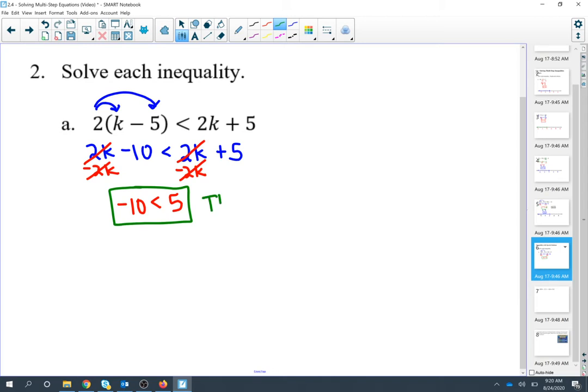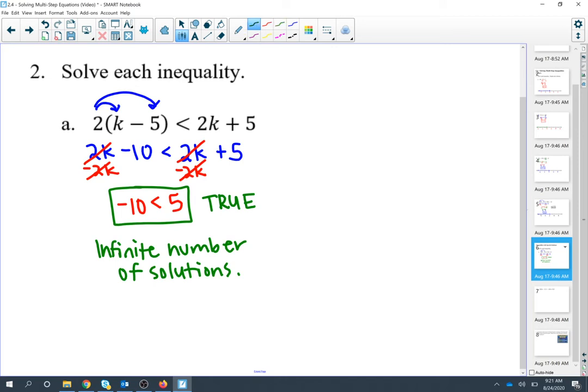Yes, this is a true statement. And more importantly, it's a true statement all the time. And what that's telling me is that for this particular inequality, there is an infinite number of solutions. So really, you should be able to pick any number and substitute it back in, and it should be true. So let's try it. I'm just going to randomly pick the number 5 because I like it.